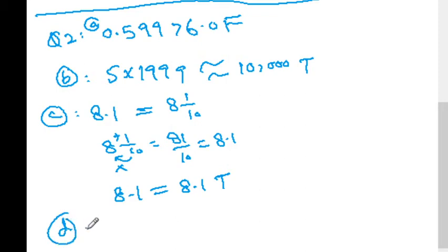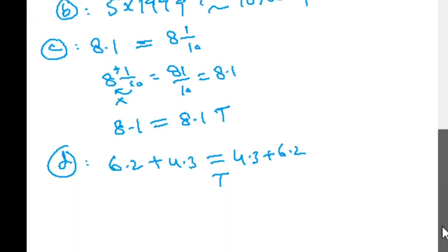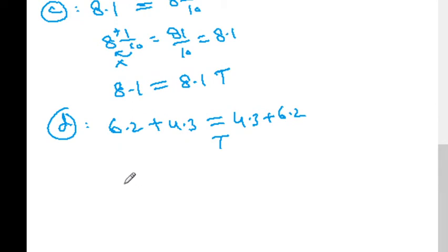Now part D. Part D is 6.2 plus 4.3 is equal to 4.3 plus 6.2. Yes, it's true. You can change the position, it doesn't matter.